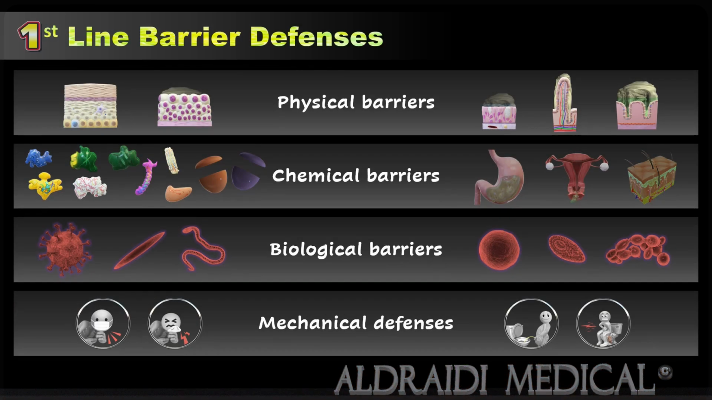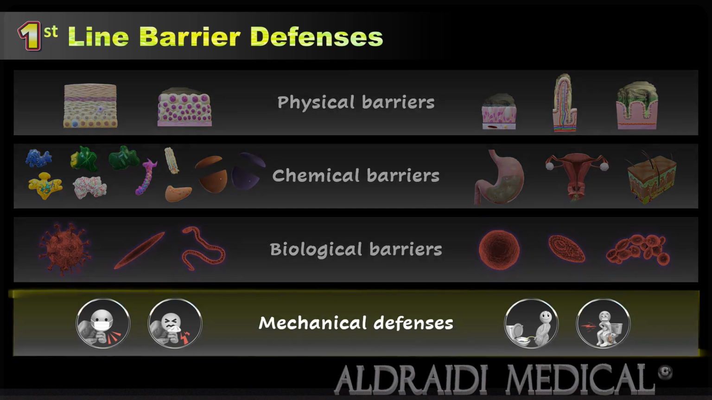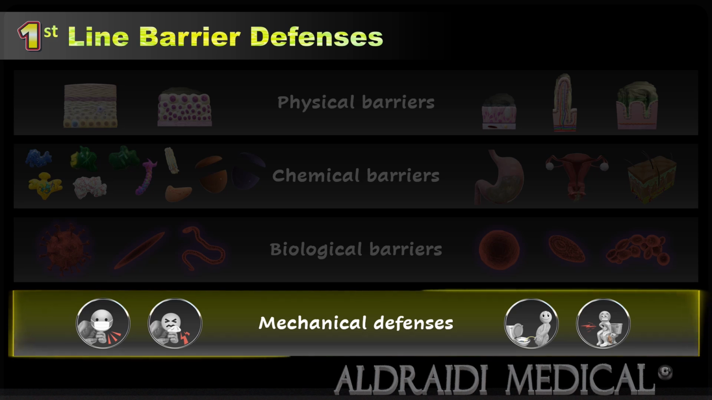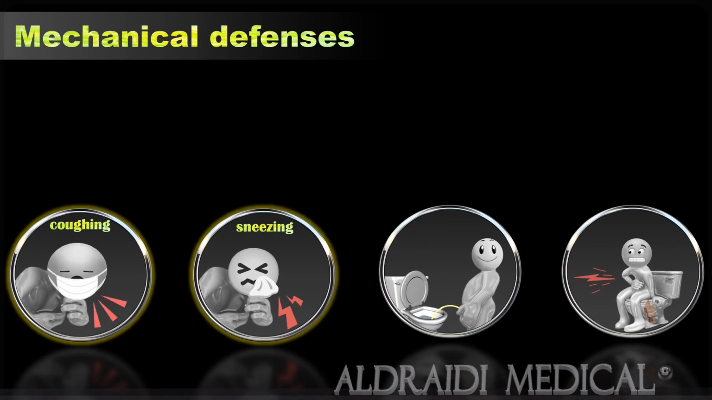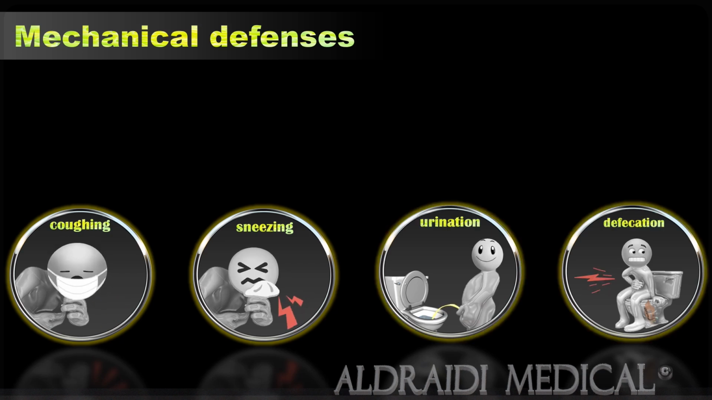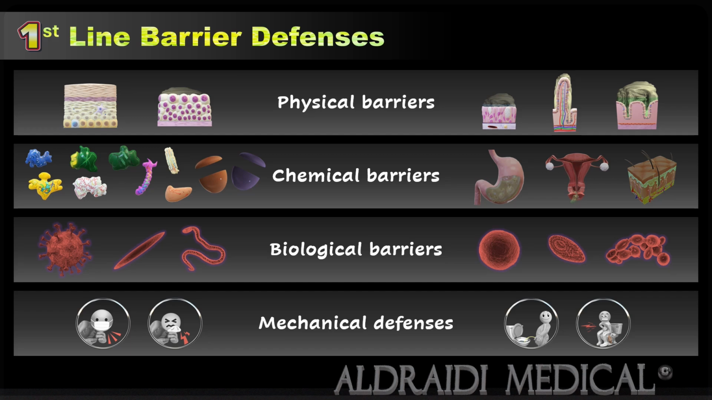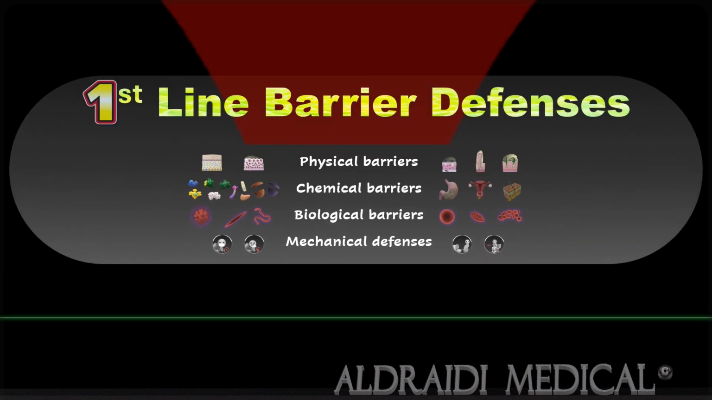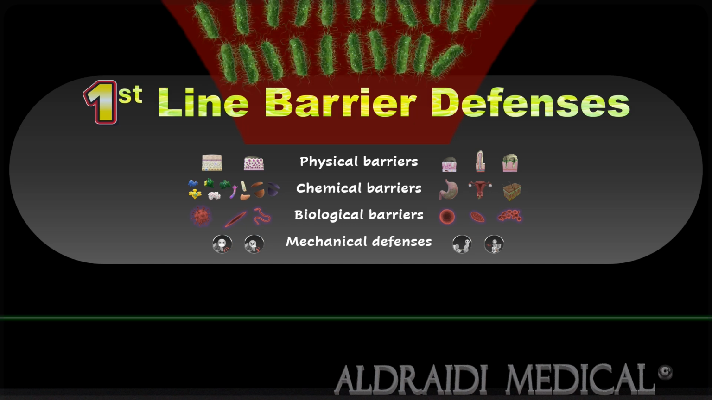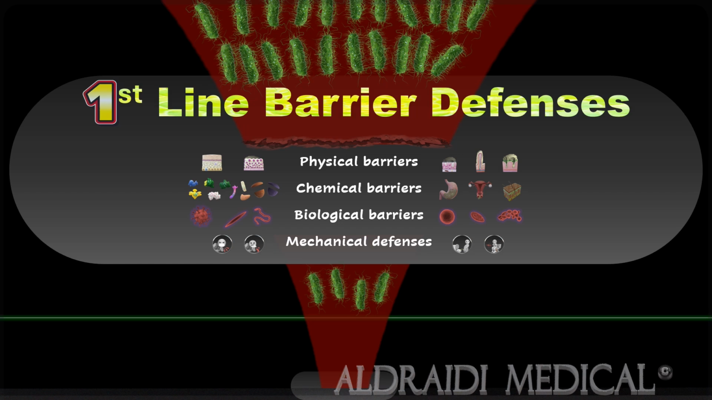In addition to the physical, chemical, and biological barriers, the first-line defenses also include mechanical mechanisms of pathogen elimination, such as coughing, sneezing, urination, and defecation, all of which expel pathogens outside of the body. These barriers altogether form our innate immune system's first line of defense against infection. Now, despite the strong physical, chemical, and biological barriers of this line of defense, some pathogens may be able to disrupt and breach this line and pass through its solid defenses.